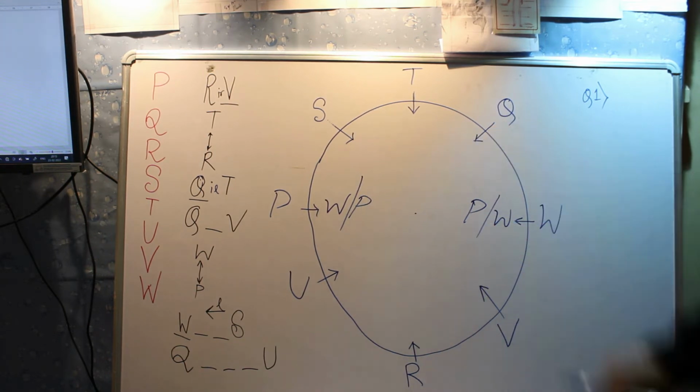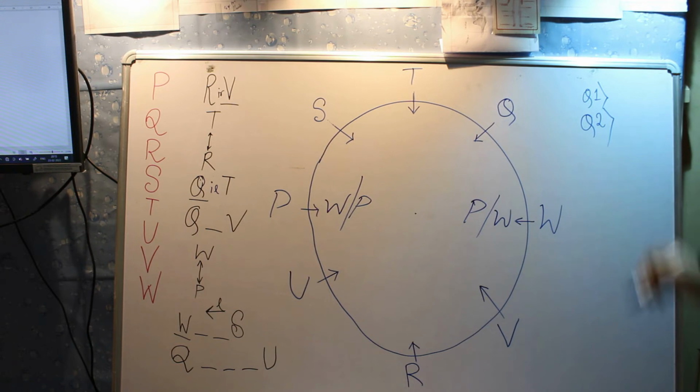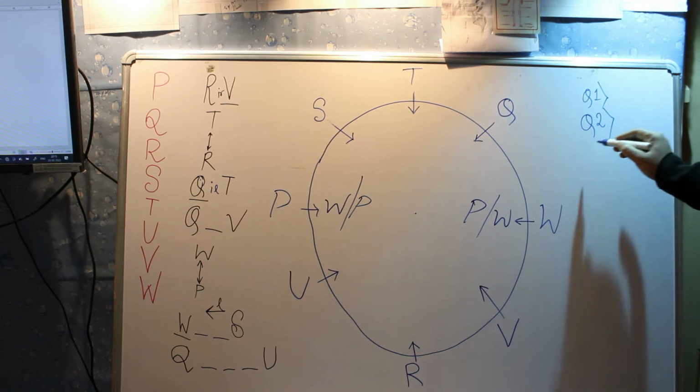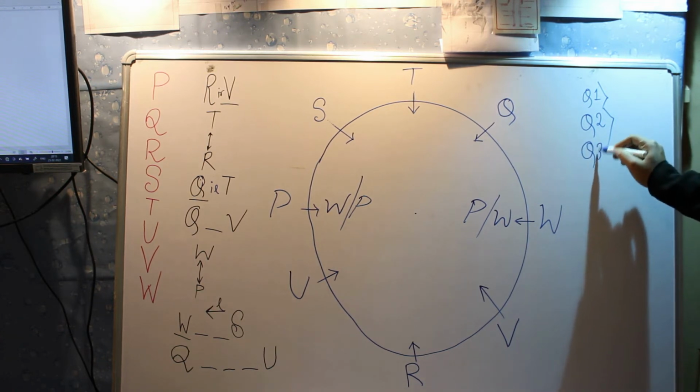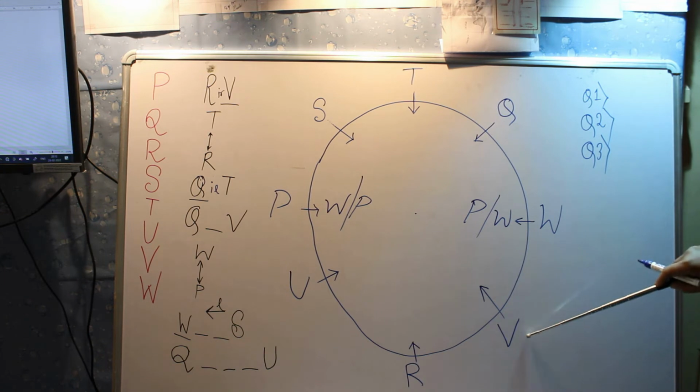V faces which person? Question number 2. V faces S. Okay. Question number 3. Who are the immediate neighbors of W? Immediate neighbors of W are Q and V.